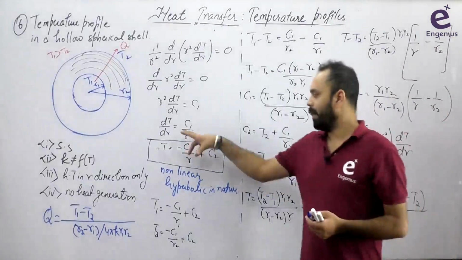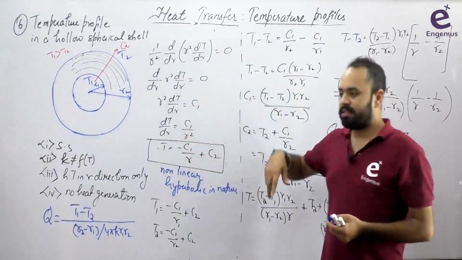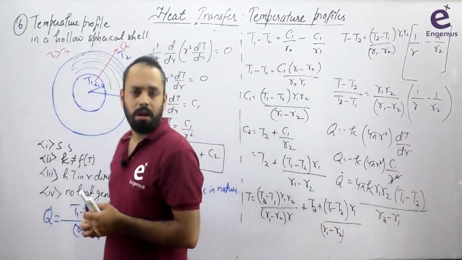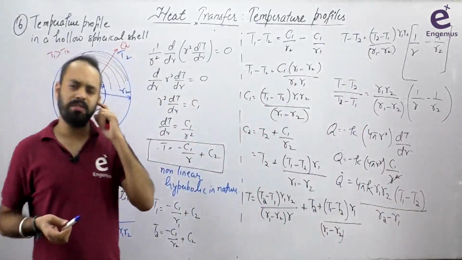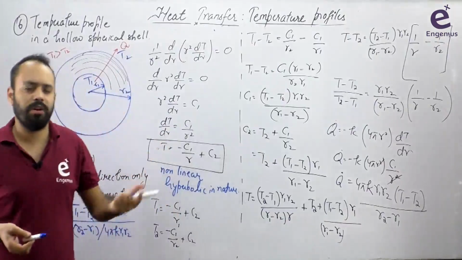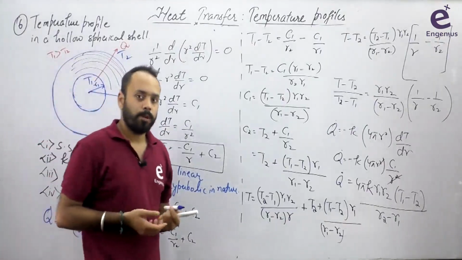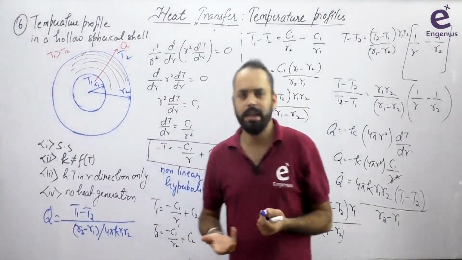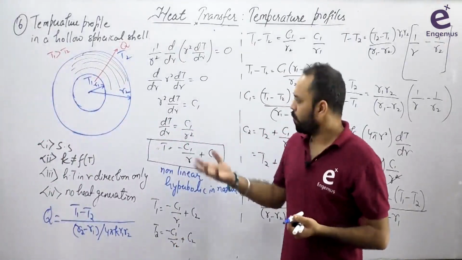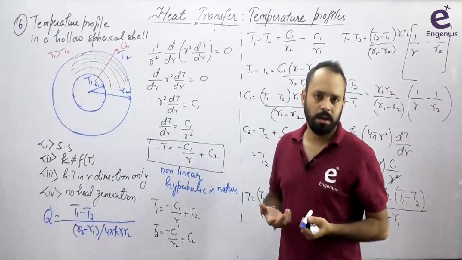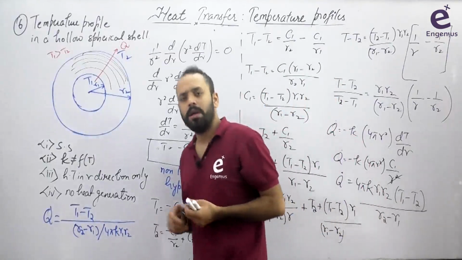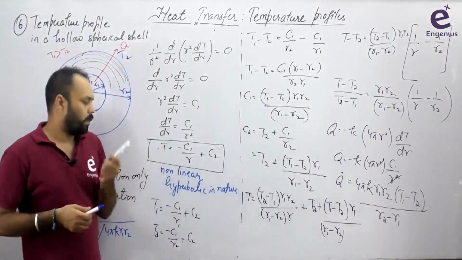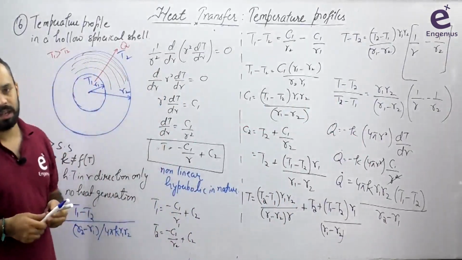I suggest that in all these cases you also try to remember dT by dr. In the previous case it was C1 by R; here it is C1 by R square. What can be concluded from this? Inversely proportional to R means that as R increases, dT by dr decreases. Inversely proportional to R square means there will be more decrease in temperature with radius.